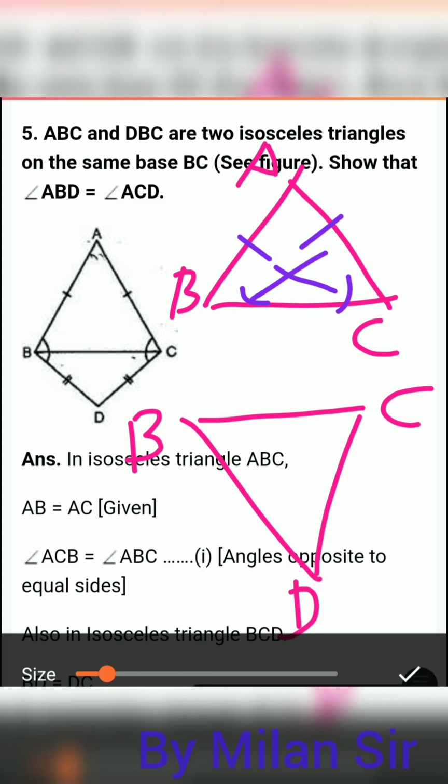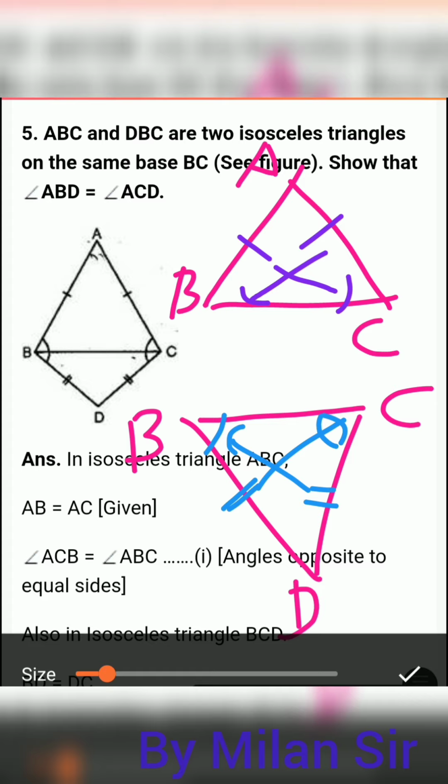Now in lower triangle BCD, it is also isosceles triangle. So these two sides are same. Okay, BCD is isosceles triangle, so these two sides are same. Now find the opposite angles. So here angle B and C both are equal. Even in downward side angle B and C both are equal.